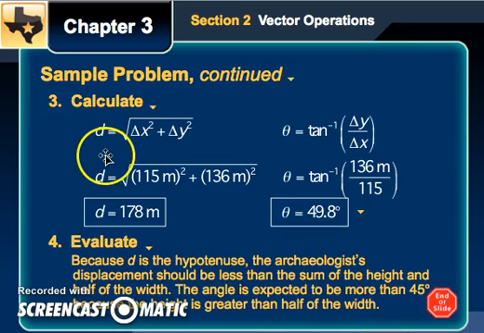All right, to calculate, we're going to plug and chug the numbers. Our displacement is equal to the square root of the horizontal displacement of 115 meters squared plus 136 meters squared, equal to 178 meters. What I want you to do right now is pause this, get out your calculator, and do this calculation. If you do not get 178 meters, there's something wrong with how you're putting it in the calculator.